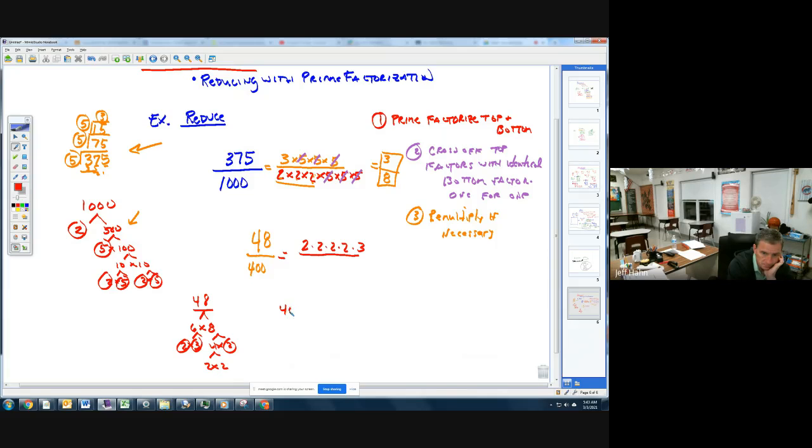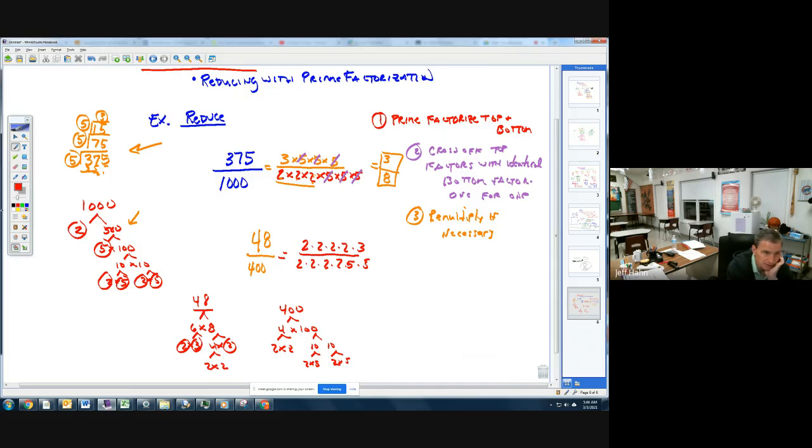400, if I prime factorize it, is 4 times 100. 4 becomes 2 times 2. I could stop with those. 100 is 10 times 10, and each 10 is a 2 times a 5, and a 2 times a 5. So what am I left with? 1, 2, 3, 4 2's and 2 5's.